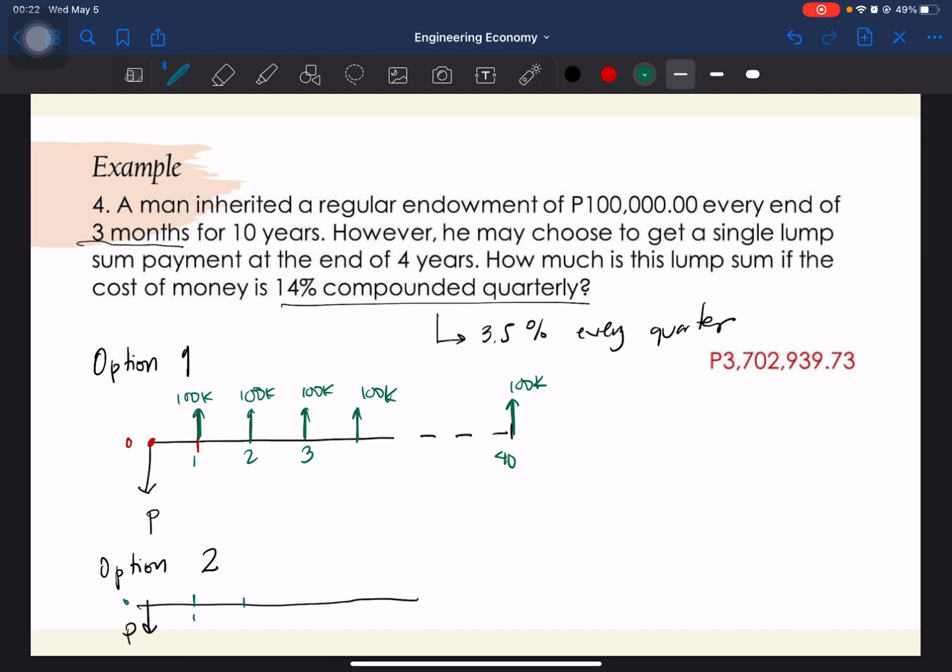Tapos, wala kang gagawin for the first 16 quarters. Mag-aantay ka lang, hanggang dun sa 16th quarter, dun mo makukuha yung kayamanan mo na isang buo. Okay? Let's say this is Q. Hindi ko masabing F kasi when you say F, annotation natin yun para sa future worth ng mga annuities. Okay, let's say that's Q. Ang tinatanong, magkano to?